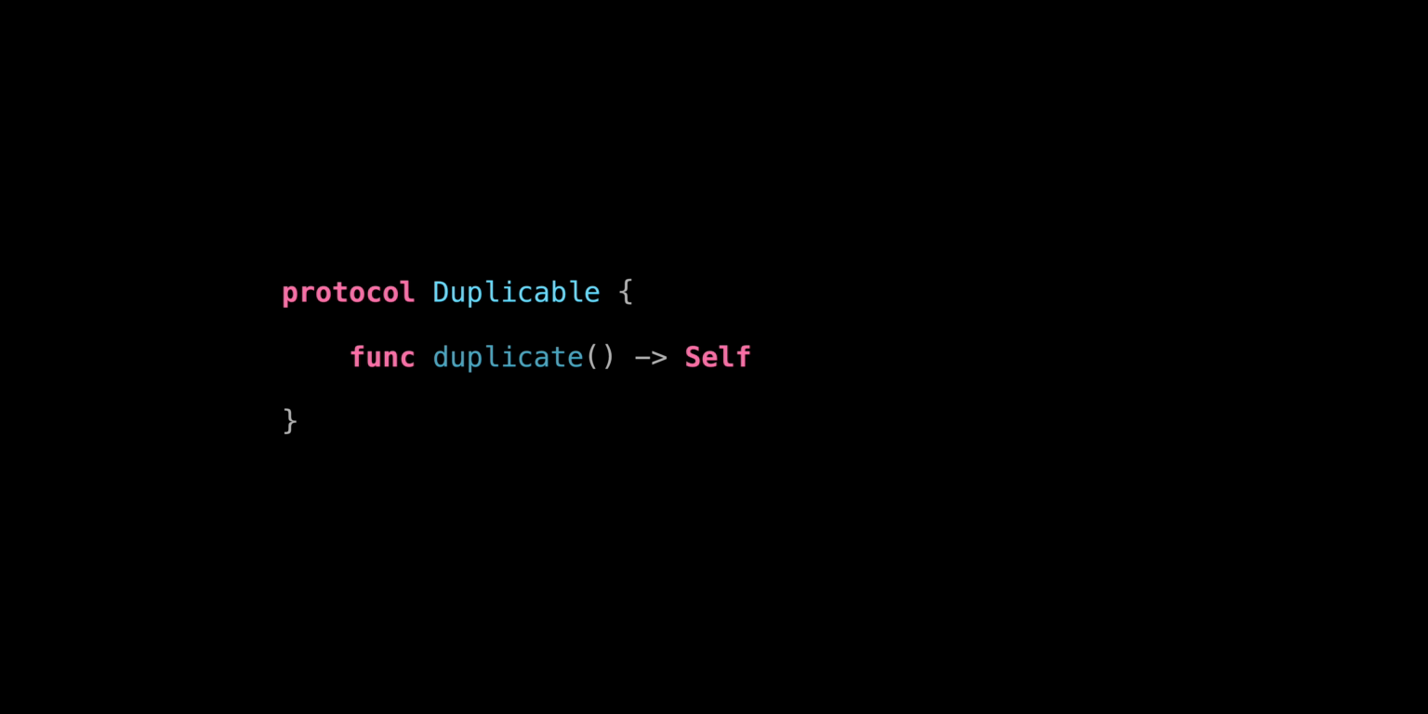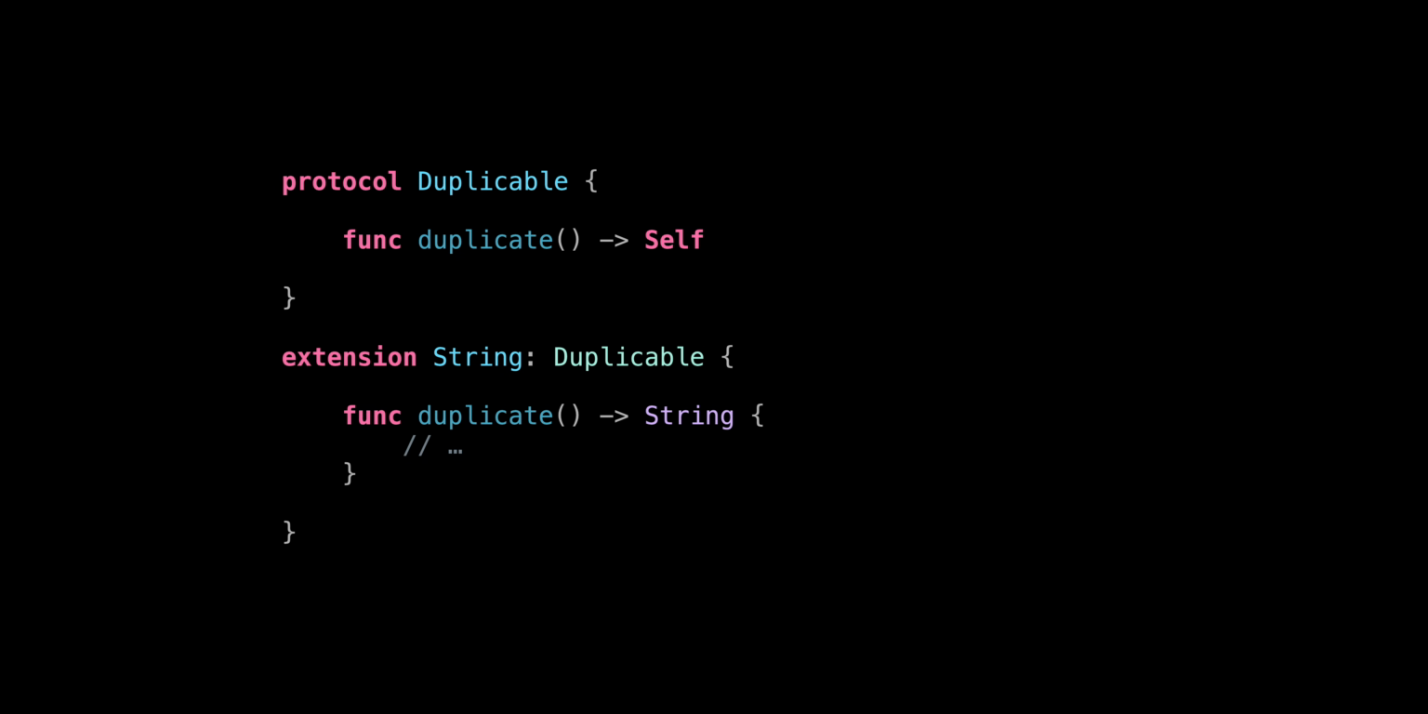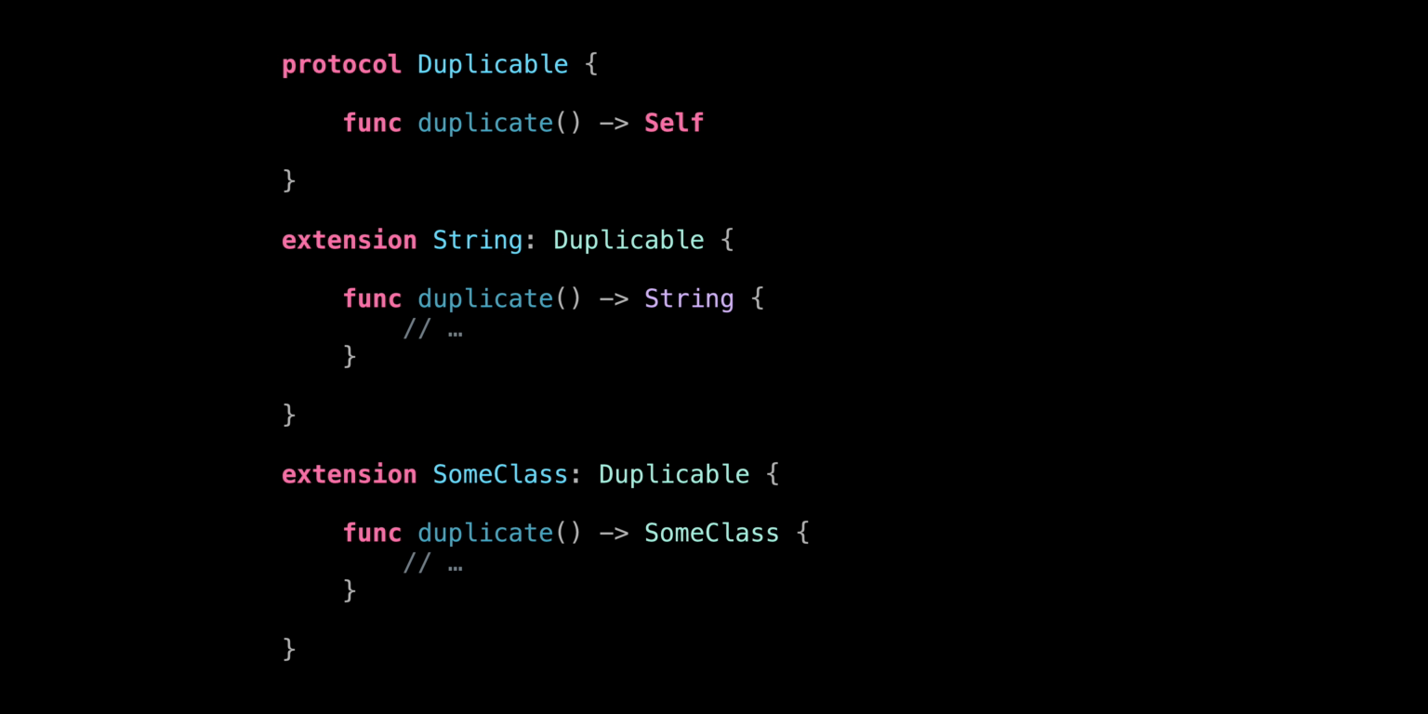The Self keyword is more or less equivalent to a normal associated type, except you can't really choose what concrete type it will stand for. That's because Self refers specifically to the type of the conforming object. So, for instance, if my duplicable protocol is conformed to by a string, then the duplicate method will return a string. And if some class conforms to that protocol, then calling the method will produce a new instance of the same class. Protocols with the Self requirement have the same restrictions as protocols with associated types. I'll demonstrate them later in this video.